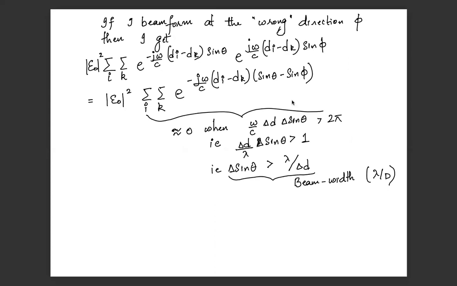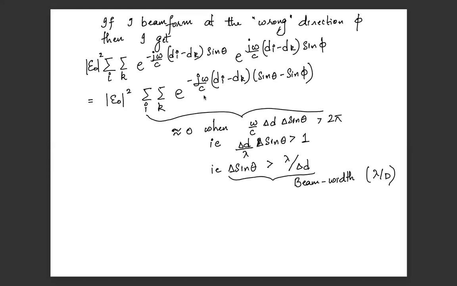But for some reason, you decided to beamform in the direction phi. So what's going to happen? Here, the output of the beamforming operation is given in this expression. This part of the expression remains unchanged. E naught square, that's the brightness of the source, remains unchanged. But now the complex weights which you apply during beamforming have changed because now they have an angle phi instead of the angle which had to be theta. So you get something like this.